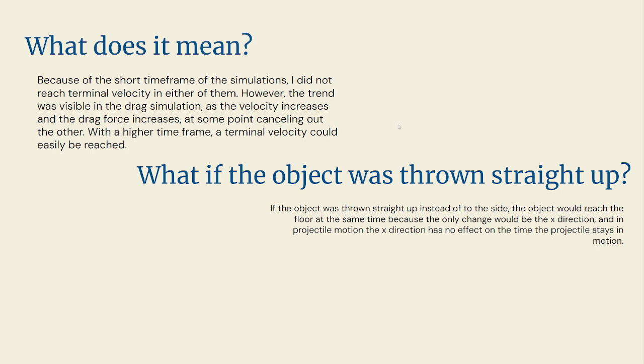And if the object was thrown straight up instead of to the side, then the object would reach the floor at the same exact time because the only change would be the x direction. In projectile motion, the x direction has no effect on the time the projectile stays in motion. And this can be proven through a kinematic equation, just by separating the y and the x direction. If you change the force in the x direction, it has no effect on the delta t.